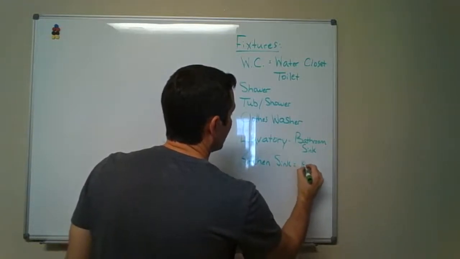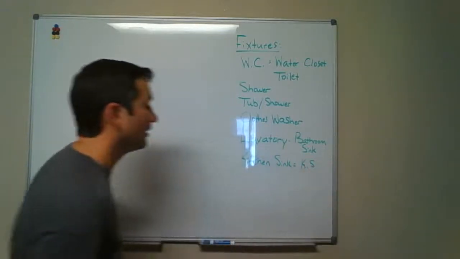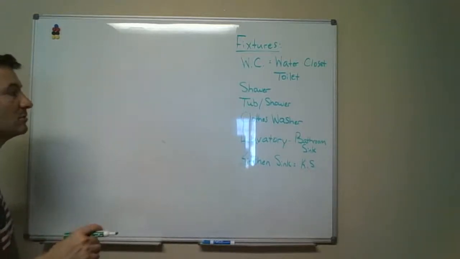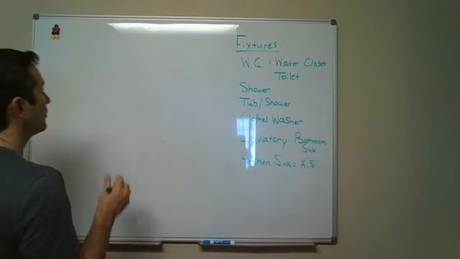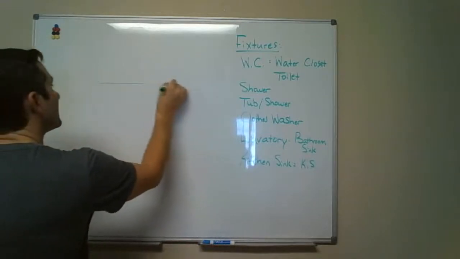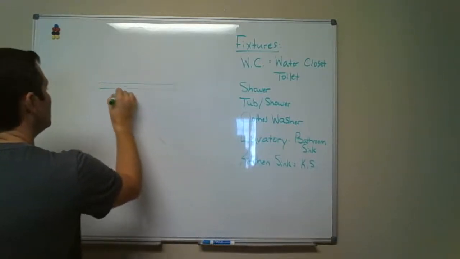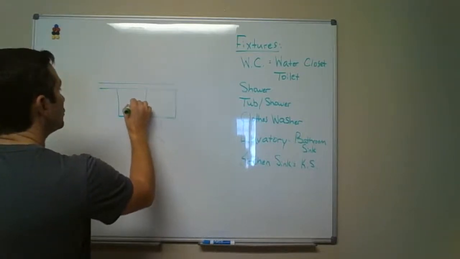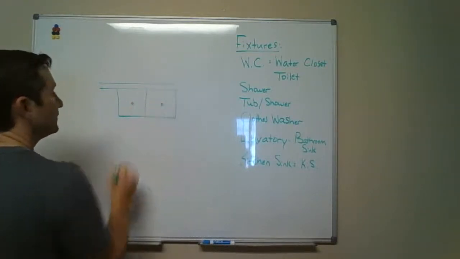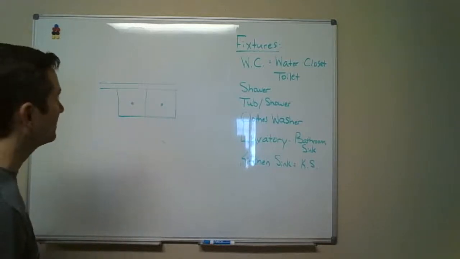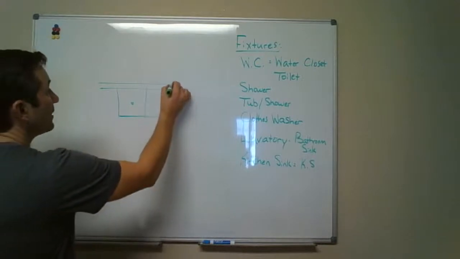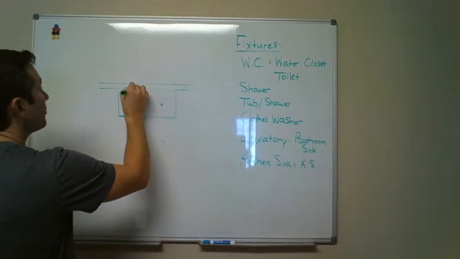You might see that abbreviated KS on there. But check this out. It's very, very similar to the bathroom sink with the lavatory. Except on a kitchen sink, very often you're going to have two bowls, okay? A two-compartment sink. Now, often on a kitchen sink, right above the kitchen sink, you might have a window.